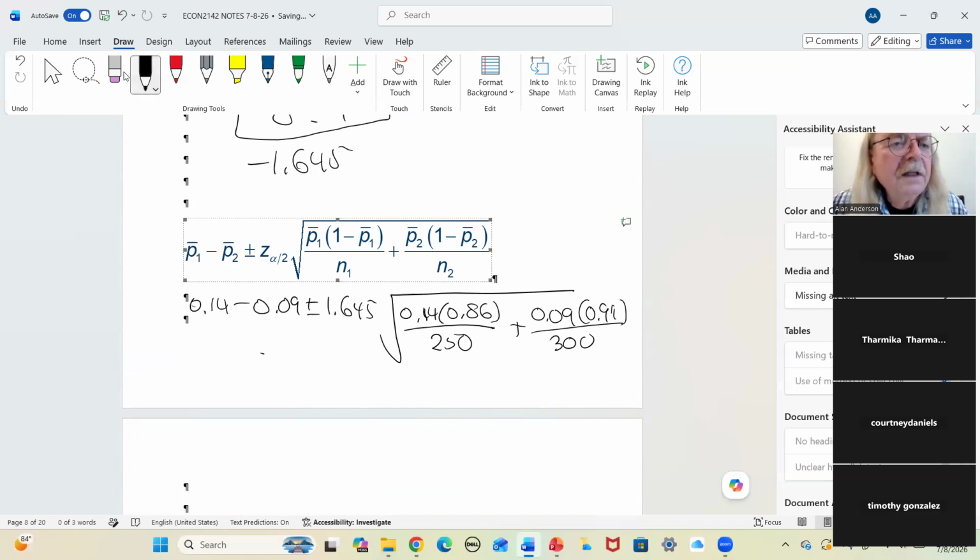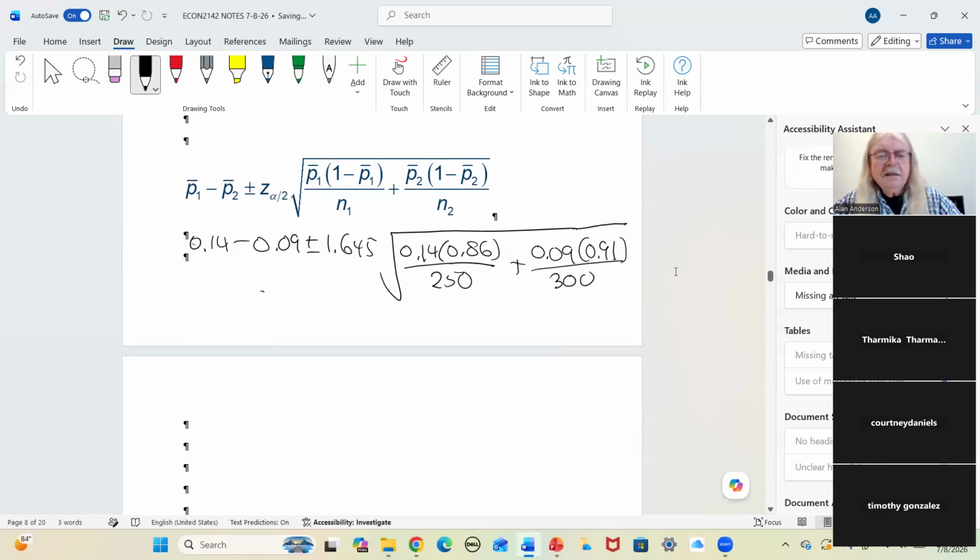Let me make that a little neater. And now we solve. It's kind of a mess, but we can do it, right? So now obviously this is 0.05. That's easy.